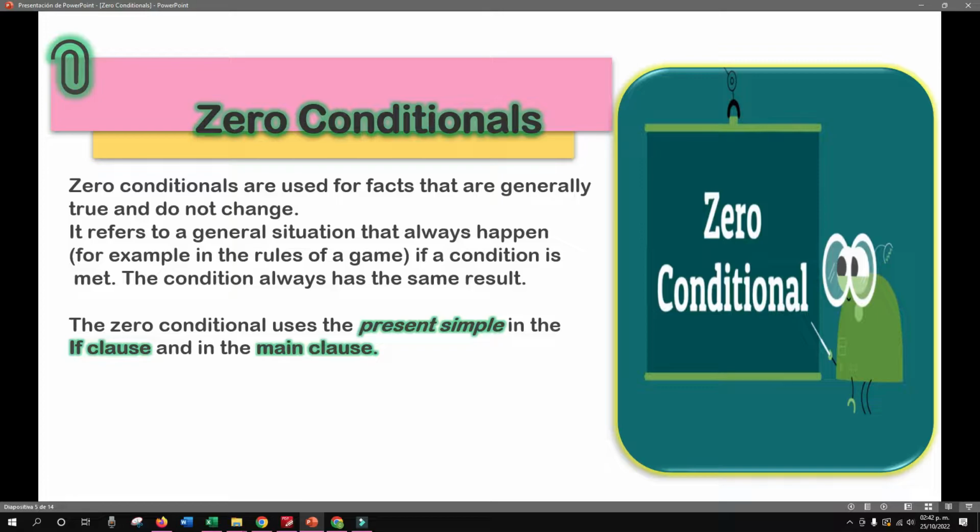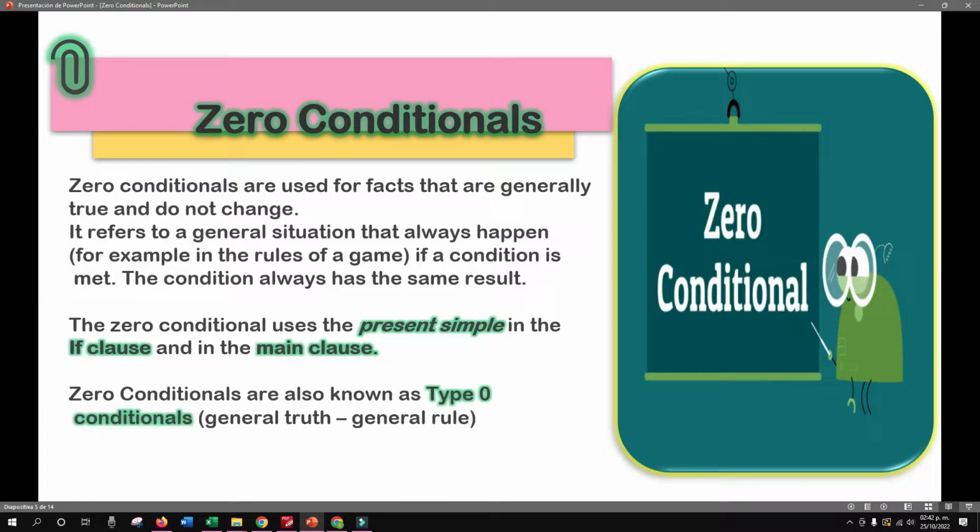For example, zero conditionals are also known as type zero conditional, general truth, general rule.